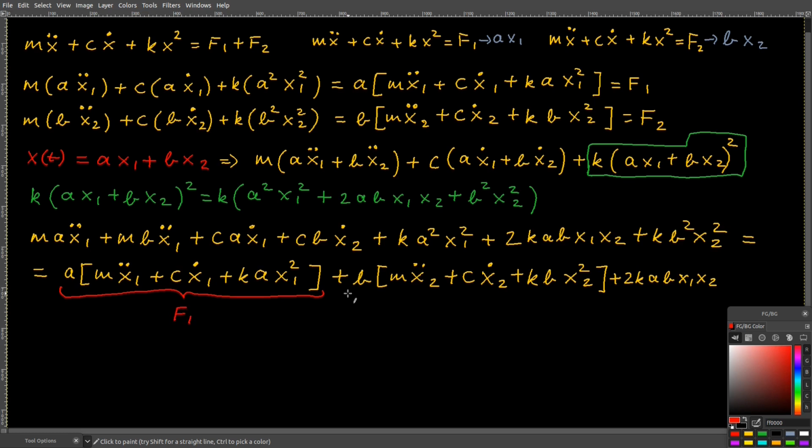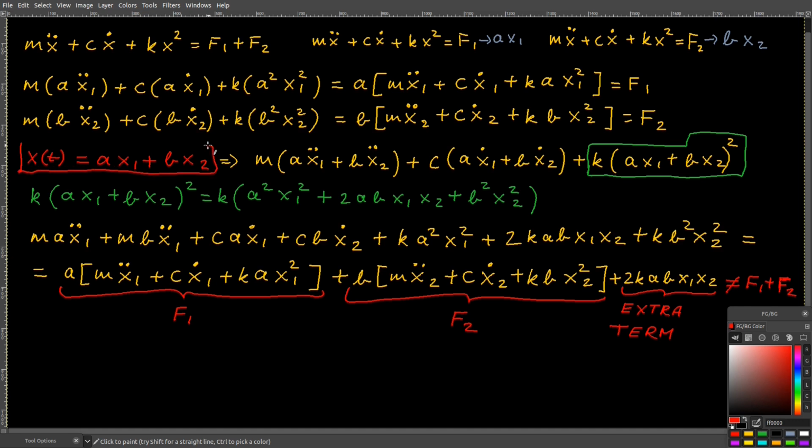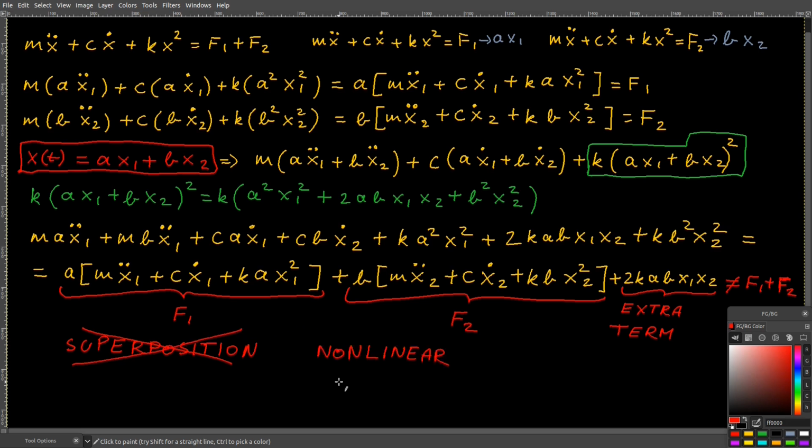This one here, that's your F1. This one here, that's your F2. But now look, you have an extra term here. So this expression does not equal F1 plus F2. The addition of two smaller solutions produces something else. It means that the superposition principle does not hold, and your system is nonlinear.